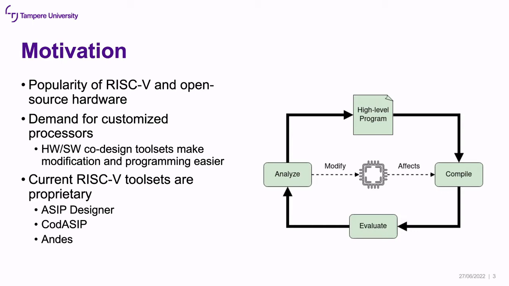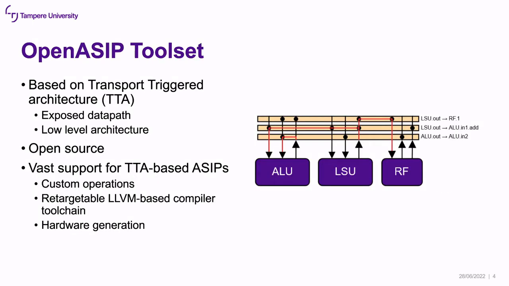Despite this, current RISC-V co-design toolsets are proprietary, such as ASIP Designer, CodeASIP, and Andes. Contrary to other toolsets, we implement our RISC-V customization flow on top of our previous open source work called OpenASIP. OpenASIP has been developed for around 20 years, so it is quite a mature project already, which serves as a good base for RISC-V customization.